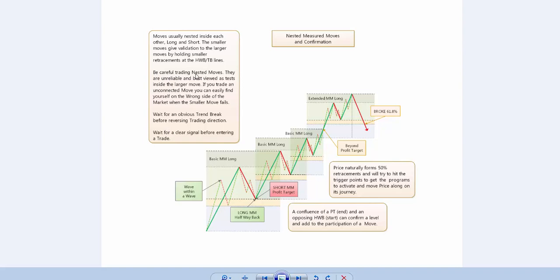Be careful trading nested moves. They're unreliable and best viewed as tests inside of the larger move. If you trade an unconnected move, you can easily find yourself on the wrong side of the market when a smaller move fails. We wait for the obvious break of trend before reversing trading direction. We wait for a clear signal before entering a trade.